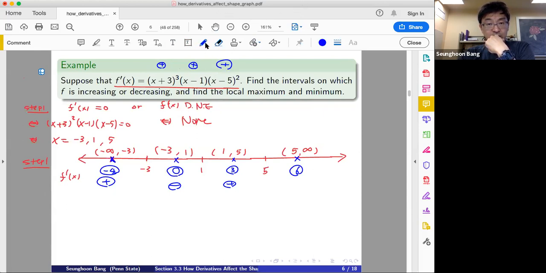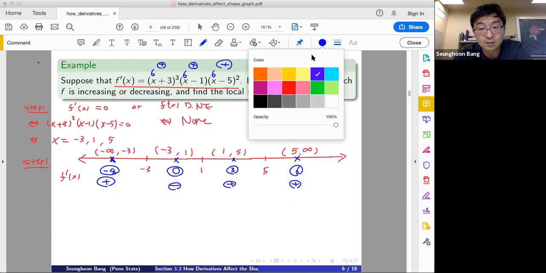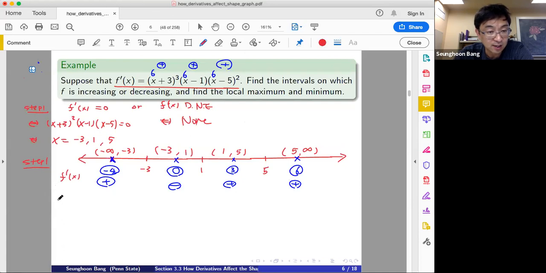So plug 6 into x here. 6 plus 3 is positive. 6 minus 1 is positive. 6 minus 5 is positive. Yes, this is positive. So what is the answer? The graph of f is increasing.